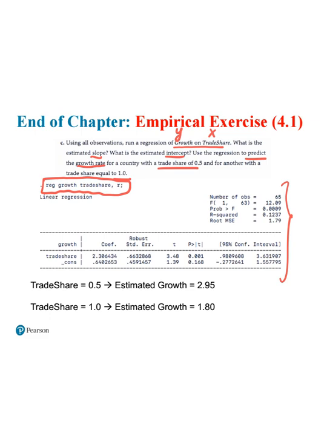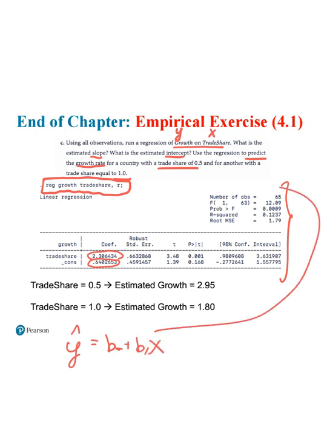So you can answer questions come exam time. Now we see right here from this output that the estimated intercept is going to be 0.64, and the estimated slope is 2.31. So if we have y hat equal to b naught plus b1 times x, where x is trade share, then if trade share is equal to 0.5, we can plug that in right there.